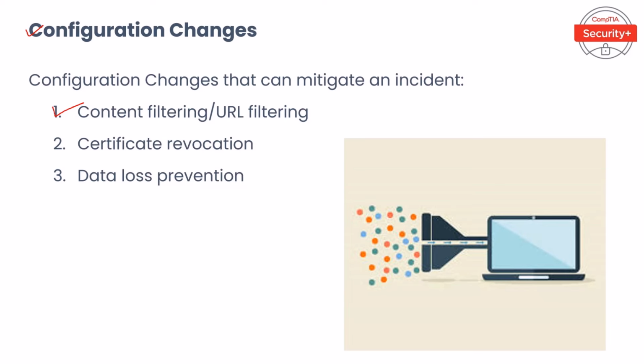For example, emails with certain known characteristics can be blocked based on the subject, the sender, the body, or the attachment. Second is certificate revocation. Certificates ensure trusted, secure communication between clients and servers. However, to mitigate an attack in which the attacker has a trusted certificate or an upstream trusted authority has been compromised, revocation of the certificate or trust may be needed. Third is DLP, right? Or data loss prevention. DLP rules can be adjusted to prevent data from being exfiltrated.